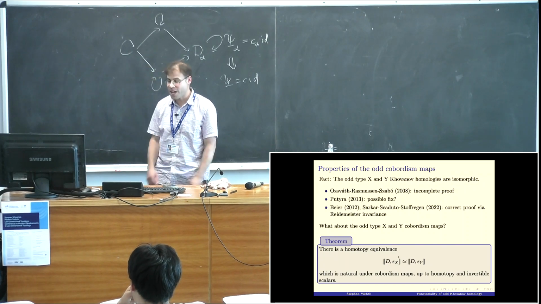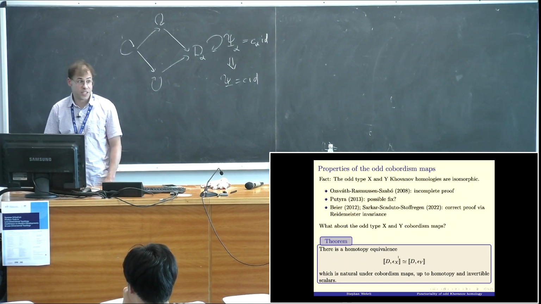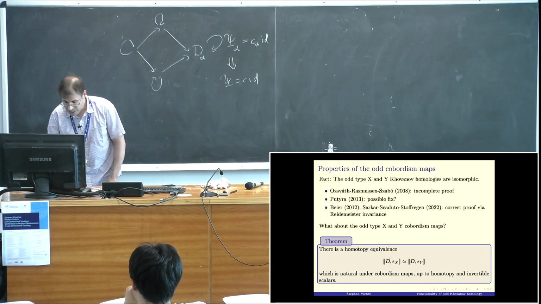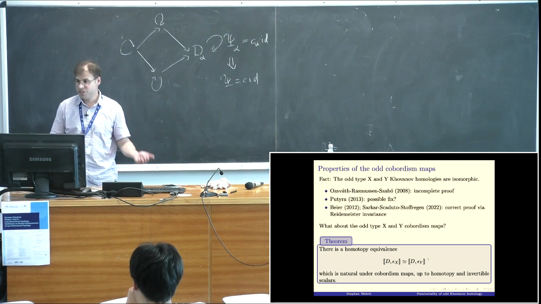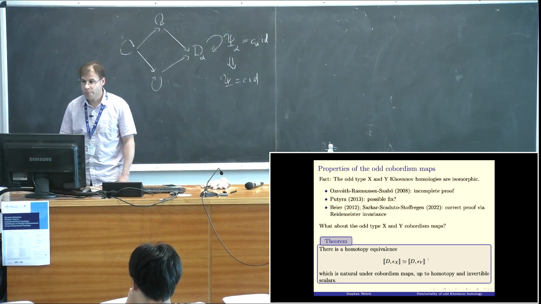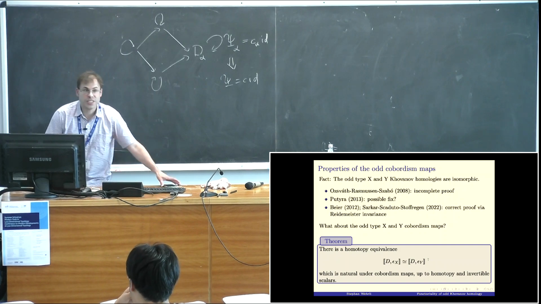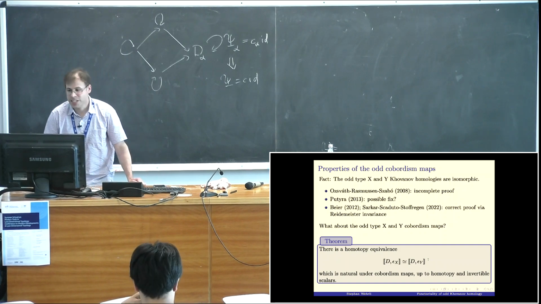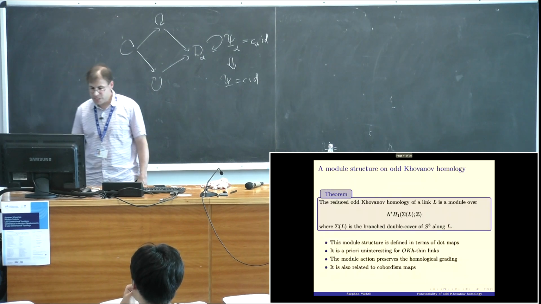And if you set pi equal to 1 and switch to the 2 coefficients, then I think his result implies that this homotopy equivalence is homotopic to the identity. But in odd Khovanov homology, it relates type X and type Y. So this is what I wanted to say about the properties of the cobordism map. Any questions? Then I come to the second part of the talk.